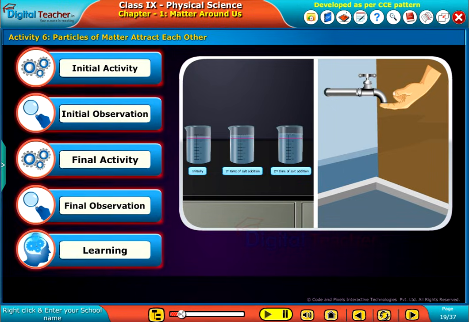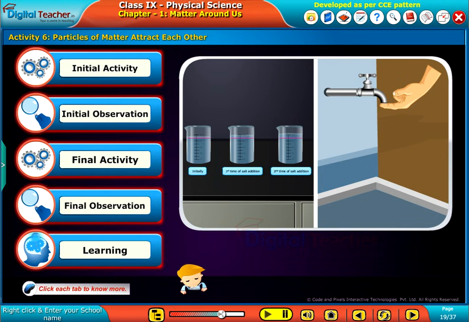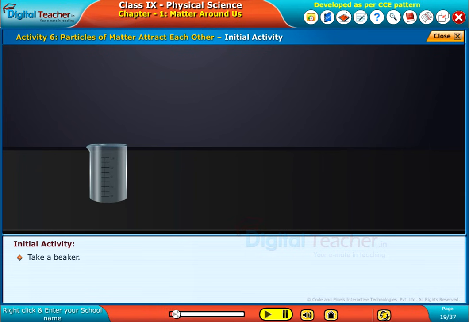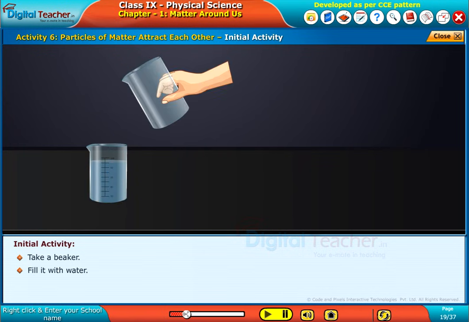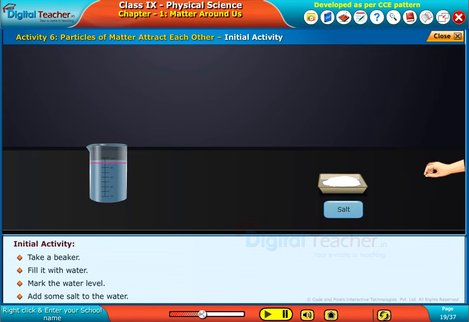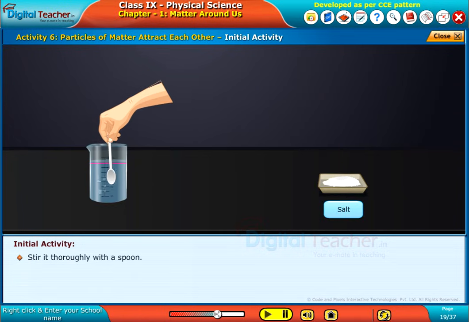Now, let us perform an activity to understand the force of attraction between the particles of the matter. Click each tab to know more. Take a beaker. Fill it with water. Mark the water level. Add some salt to the water. Stir it thoroughly with a spoon.